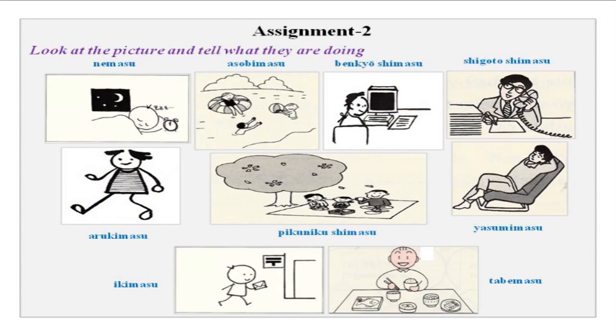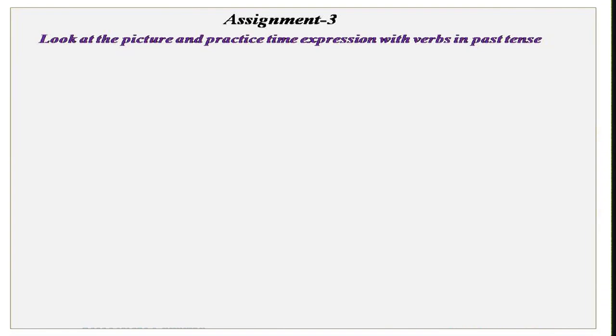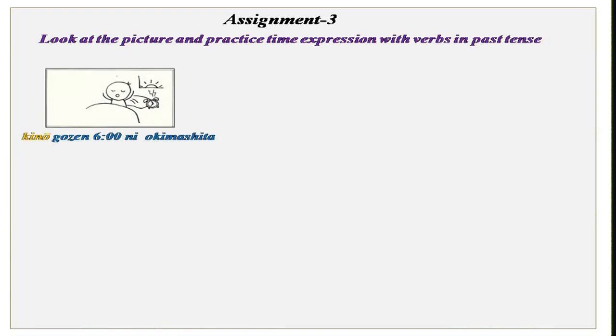Well, the next exercise is again you have to look at the pictures and write verbs in past tense. In the last exercise we did mas form, which is present tense. Over here we will do past tense of verbs. The first one is kino gozen rokuji ni okimashita. So well, with past tense of verbs you will use time expressions which are in past. So please remember that kino means yesterday, gozen rokuji ni okimashita.